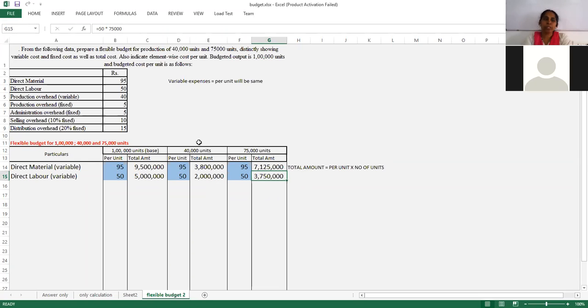There are two ways you can do this problem. You can segregate all the fixed expenses separately and all the variable expenses separately. Or you can prepare this in a cost sheet format. Cost sheet format means what? If you add all the direct expenses, you will get the prime cost. Then if you add production overhead, you will get the factory cost or work cost. Then add the administration overhead, you will get the cost of production. Finally, add the selling and distribution overhead, you will get the total cost.